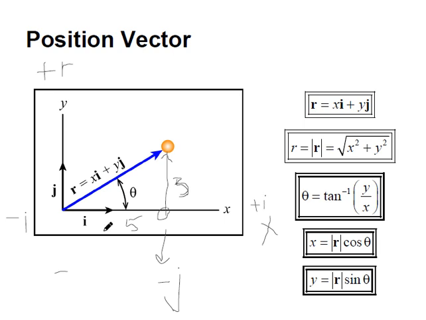Plus is silent. We don't really write the plus. It's automatically understood. And then of course, if you go up, that is your plus J direction. Got it? So that's what we're writing here.